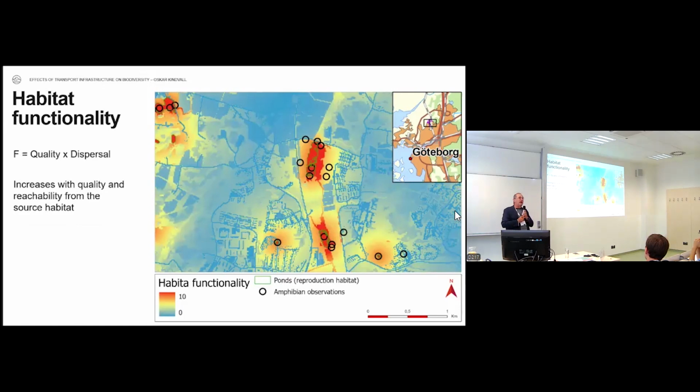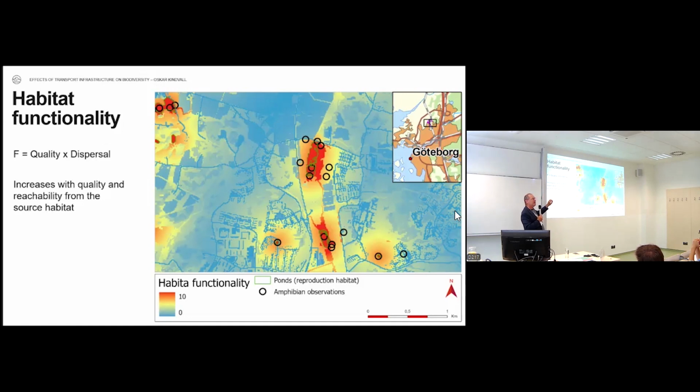And then when we multiply these two maps, pixel by pixel, you get the habitat functionality map, which has the same range of values as the quality map, but it's weighted with the connectivity at each pixel. And the red areas are the most functional, and those are also reproduction environments. Every individual is born at those places, and they will also return for reproduction. They will have to move.